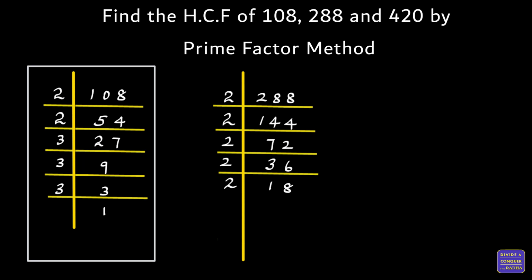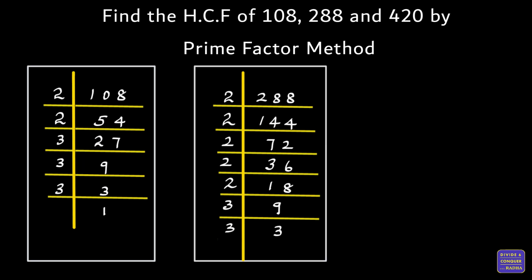2 9s are 18. 9 is an odd number. So let's divide it by 3. 3 3s are 9 and 3 1s are 3.